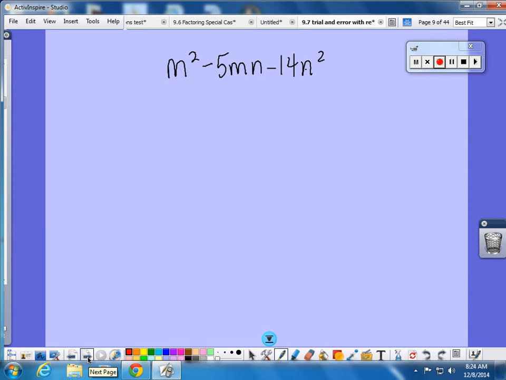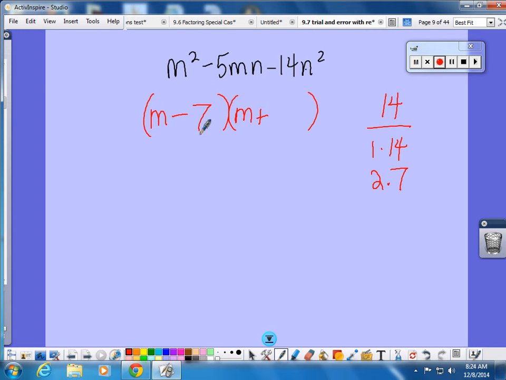Sometimes I have problems with more than one variable, but that's okay. I don't have a greatest common factor. This is not a perfect square trinomial. I need an m here and an m there. I need different signs. I need factors of 14 that I would subtract to give me a negative 5. So what needs to go here? The 7. And not just a 7, but I've got an n squared here.